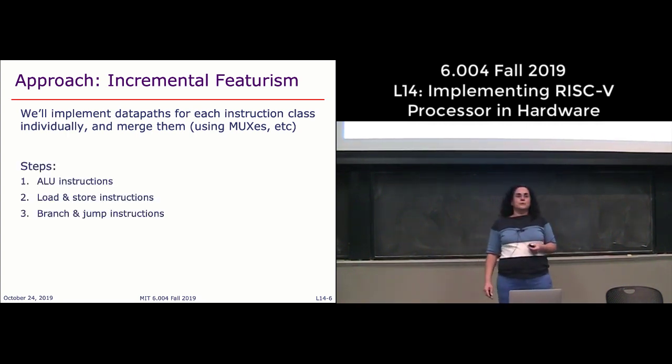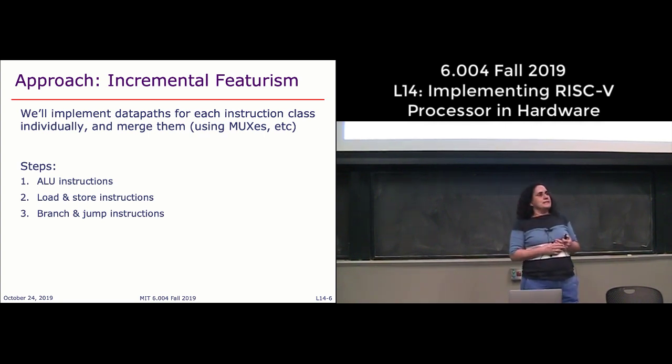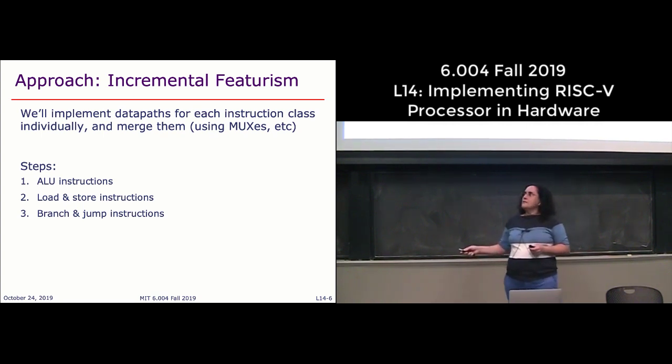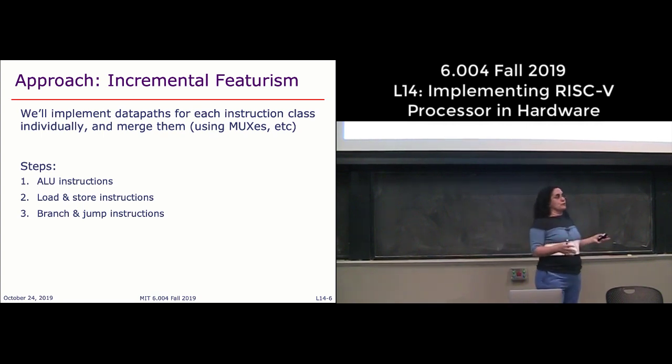So what are we going to do? First of all, recall that we have 3 different types of instructions. The first set are ALU instructions, or instructions that use the ALU to compute some value. The second set are load and store instructions, which access our main memory. And the third are branch and jump instructions, which actually change the control flow. Those are the types of instructions that make the next PC not necessarily be PC plus 4.